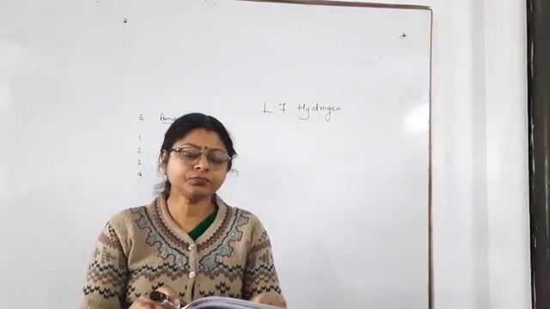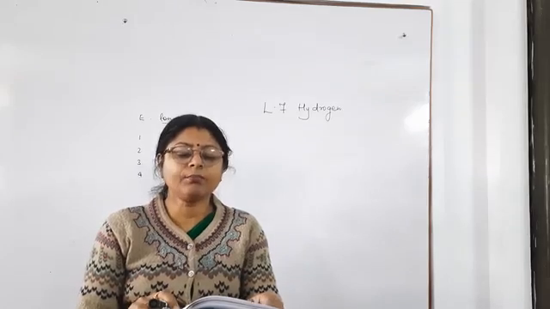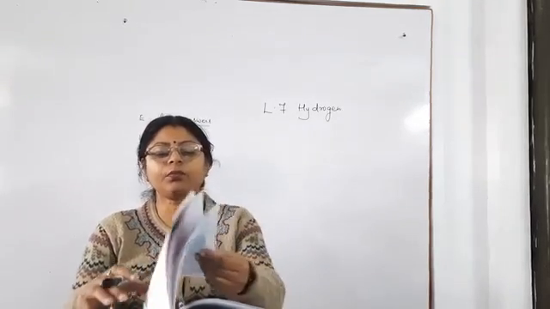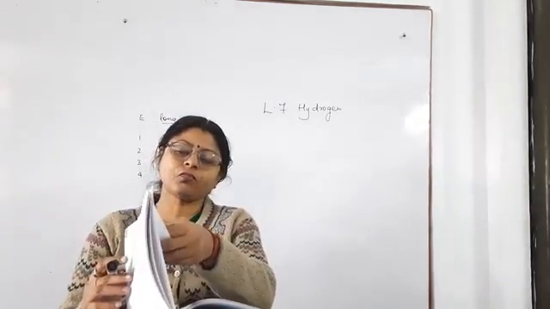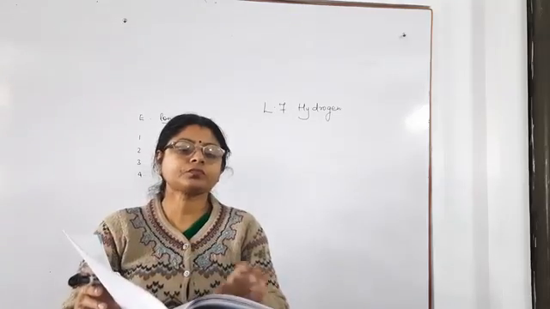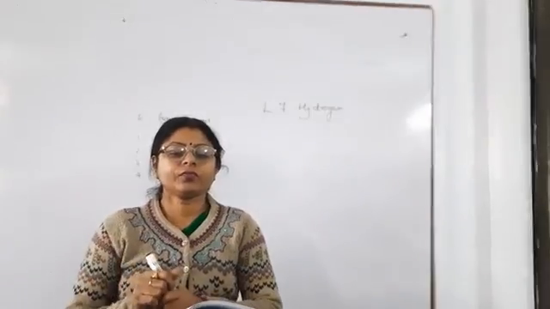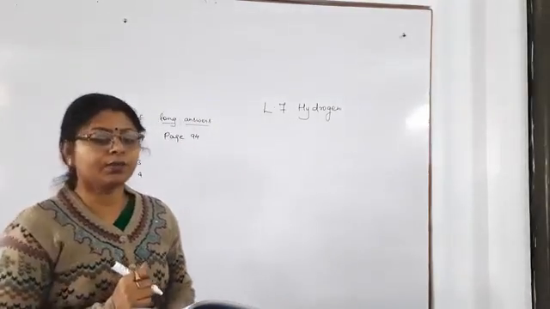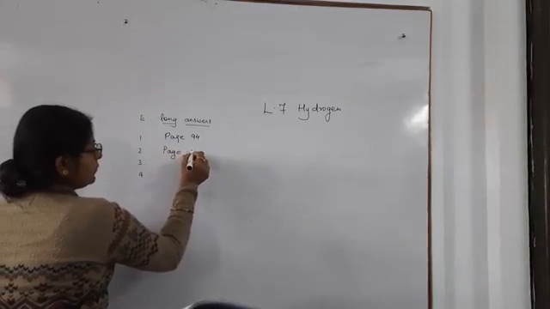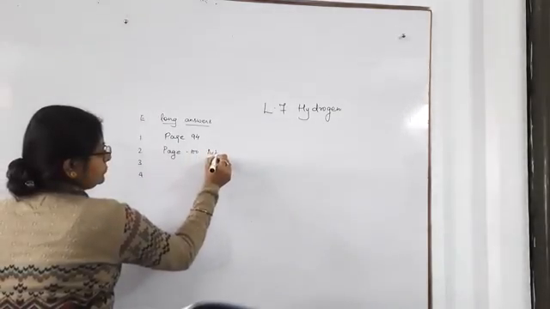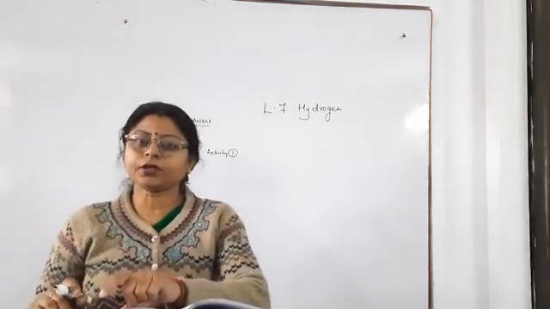Now the next question: Explain through an activity that hydrogen is a combustible gas but a non-supporter of combustion. It is given on page number 100. First activity, hydrogen is combustible. So you write down the full activity as it is given. No need to draw the diagram.